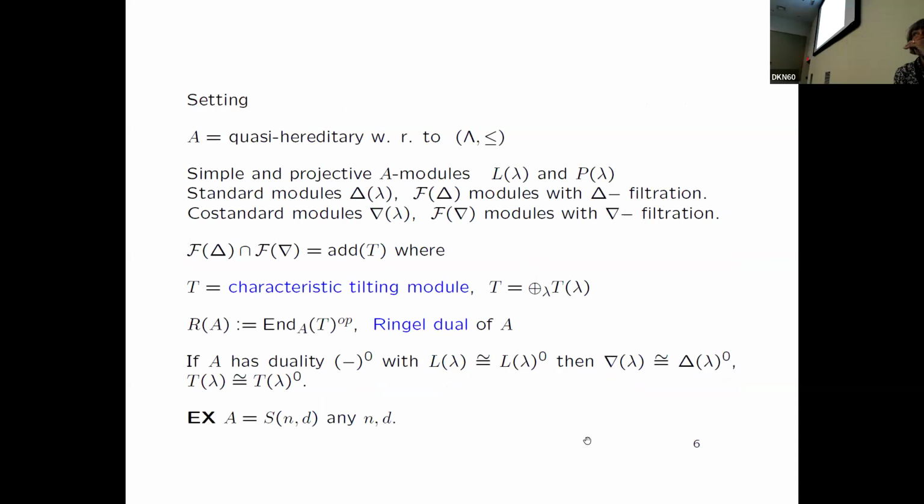All right, so here's the setting. You take a quasi-hereditary algebra, so it's the highest weight theory with respect to some partial ordering on the simple modules. So you have simple and projective modules.